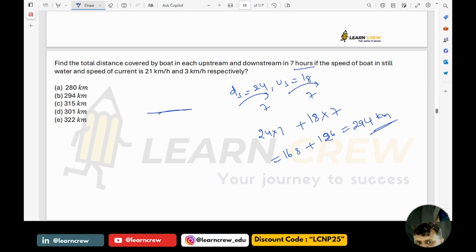It is not asked like this, that it is downstream and it is upstream with the same distance traveled. It is not given. In downstream, it is covering with this speed for 7 hours, and with upstream for 7 hours. Then what is the entire distance covered during downstream and upstream together? That is 294. Option B is correct.